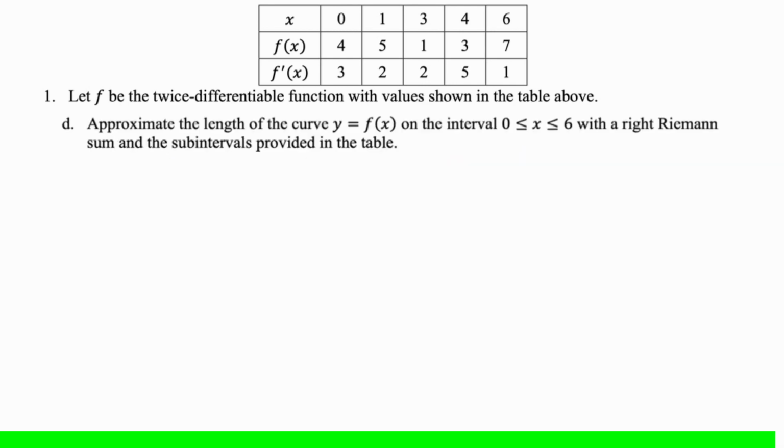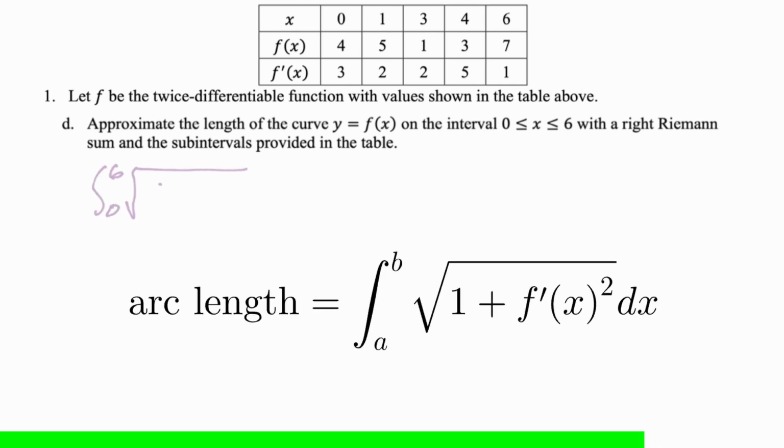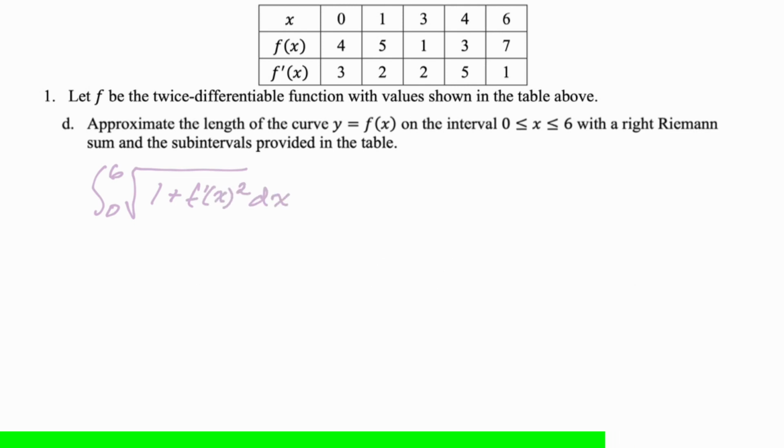So we want to approximate the length of the curve y equals f of x on the interval from 0 to 6 with a right Riemann sum and the subintervals provided in the table. So this is, I want to say, a common multiple choice question. Step 1 is just write down the arc length. It's going to be the integral from 0 to 6 of the square root of 1 plus f prime squared dx. Now what we need to do is approximate this definite integral using a right Riemann sum.